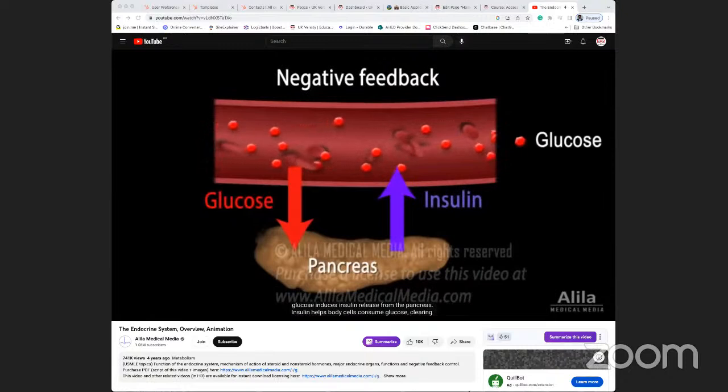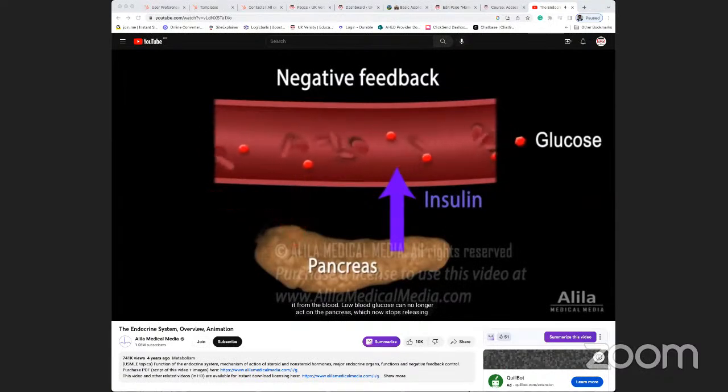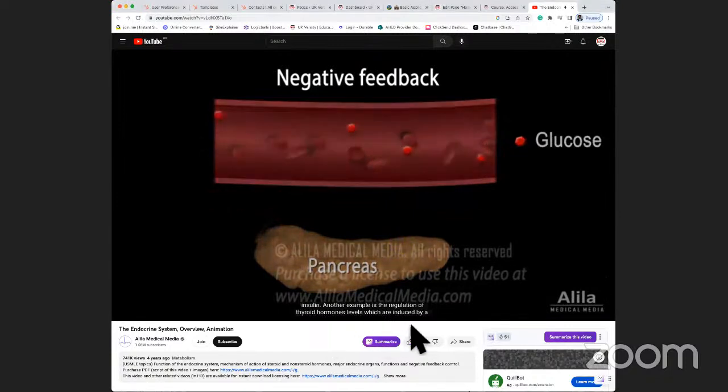Insulin helps body cells consume glucose, clearing it from the blood. Low blood glucose can no longer act on the pancreas, which now stops releasing insulin.